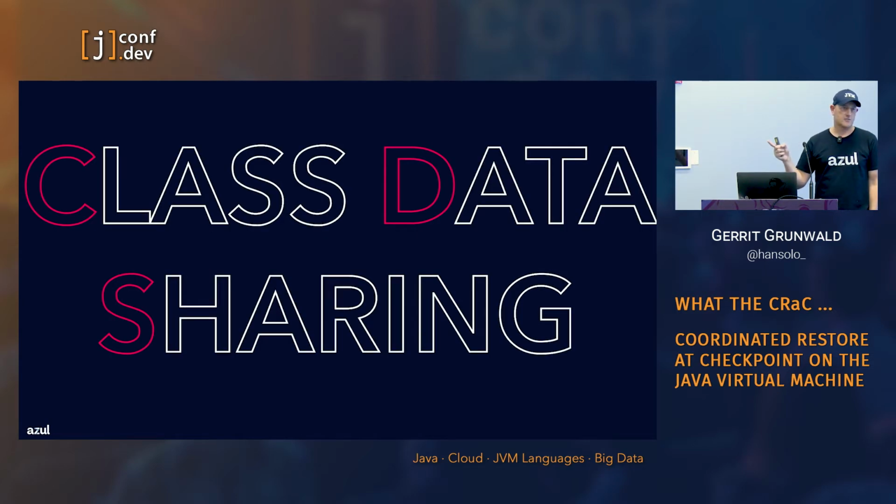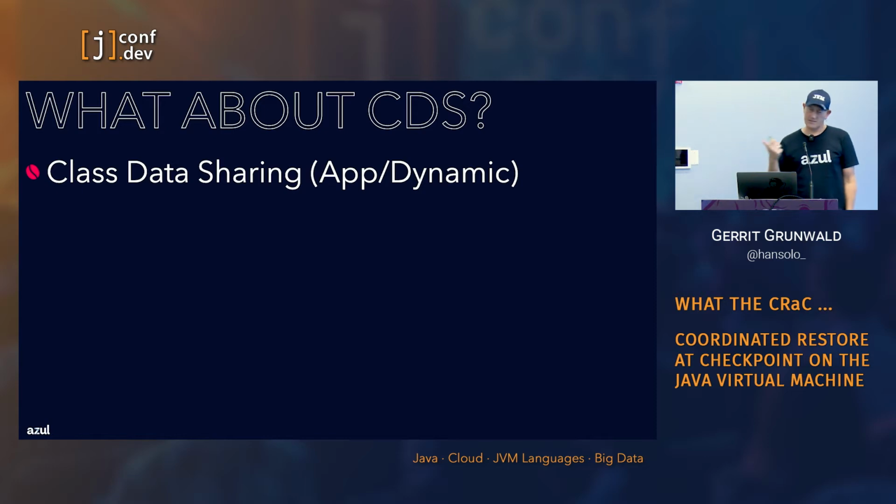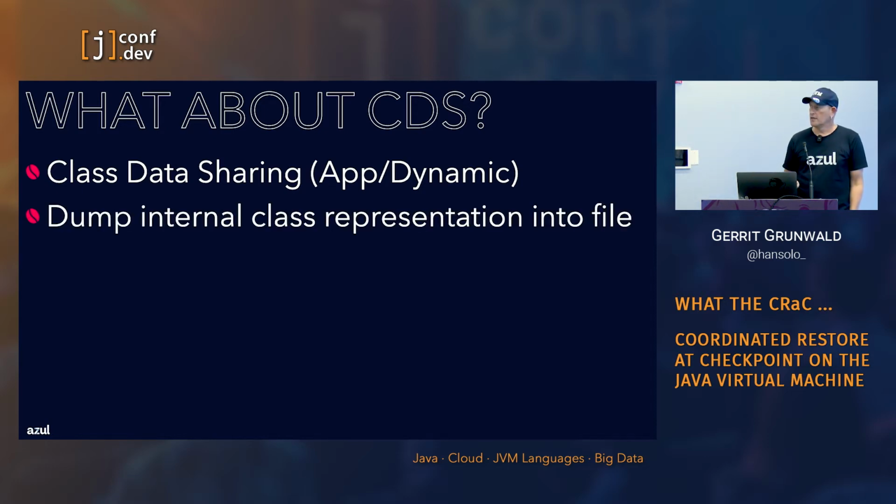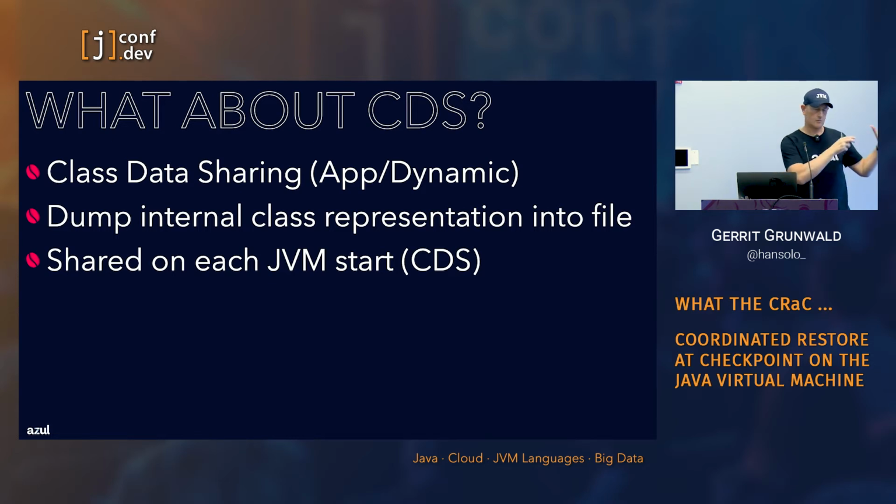First of all, there's class data sharing. Probably everybody heard about it? CDS? Okay. In principle there's app CDS and dynamic CDS. We dump internal class representations into a file, and then this information is shared on each JVM start. That means instead of loading classes from the class files all the time, we load them once in a specific representation and store it in a file. The next time we have to load it, we directly take it from there, which is much faster. This is the main idea. This is default since JDK 12, so you probably use it if you're on JDK 17 without knowing it.